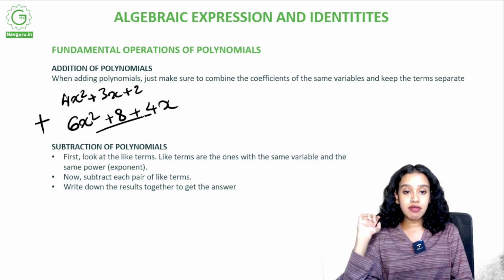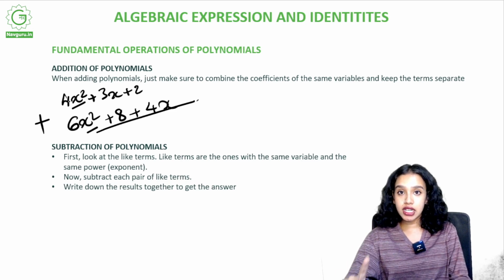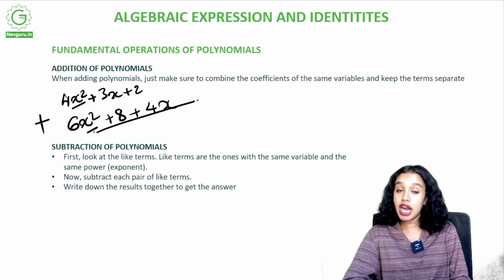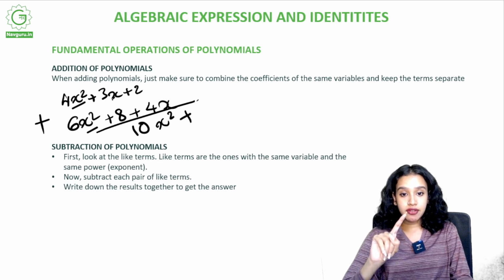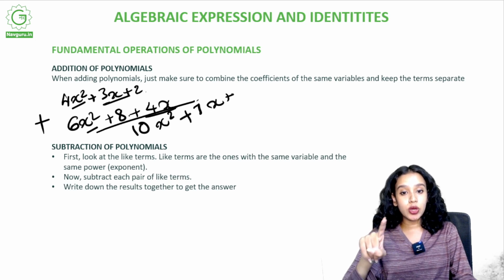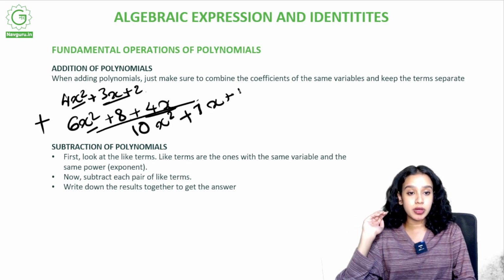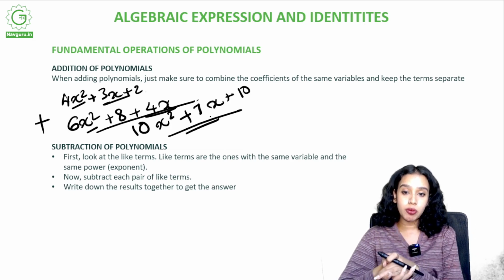When we are adding these two equations, let's look at the variables first. The coefficient of x square adds with the coefficient of the other x square. So I have x square, and 6 plus 4 is 10. Then I have 3x and 4x, so x I'll have there and 3 plus 4 is 7. Then I have 2 and 8 with no variable, so 2 plus 8 is 10. So this is how we add two polynomials, right?